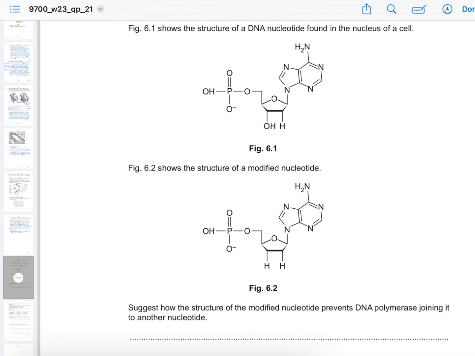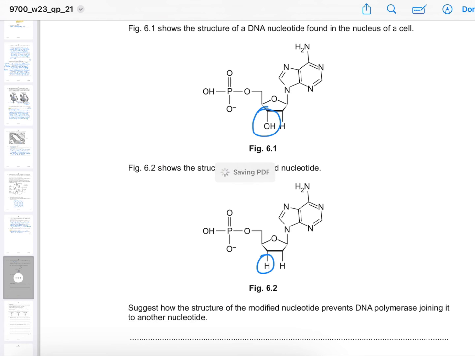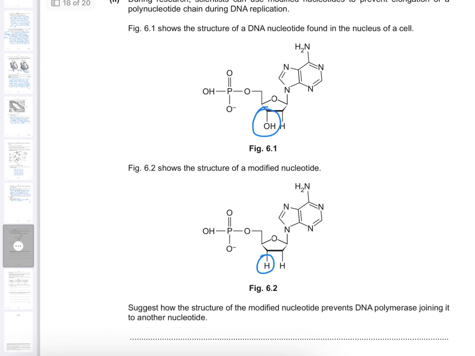Let's start with spotting the difference between figure 6.1 and 6.2. In figure 6.2, the hydroxyl group on the third carbon atom of the deoxyribose sugar is replaced by a hydrogen atom. This will change the shape of the nucleotide, and the resulting molecule would not be complementary to the active site of DNA polymerase, which is responsible for elongating the chain.